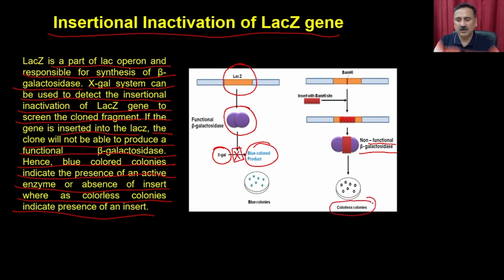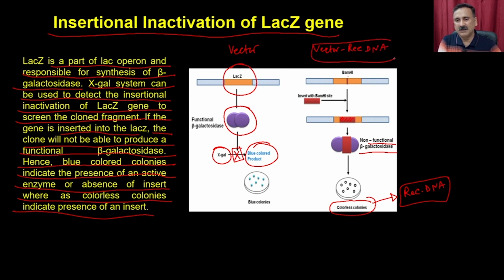So these colorless colonies are the colonies which are actually going to have the recombinant DNA. So it is going to say that recombinant DNA is present. If you are transforming the vector which contains the recombinant DNA, the colorless colonies are going to say that it is a vector which contains the recombinant DNA.